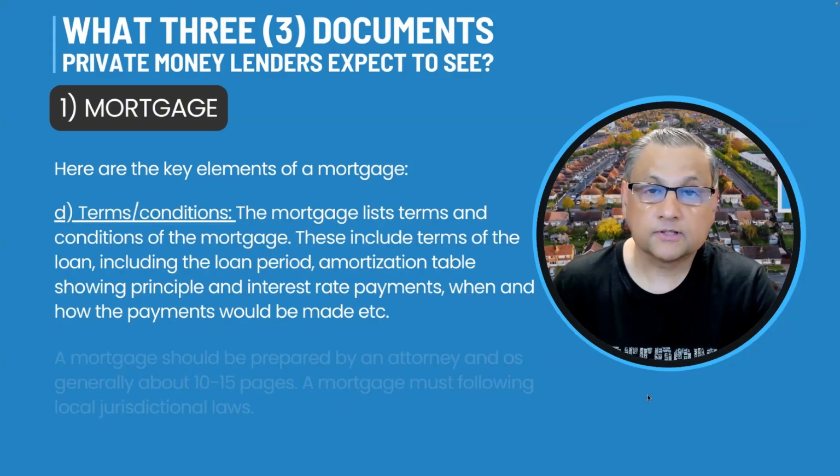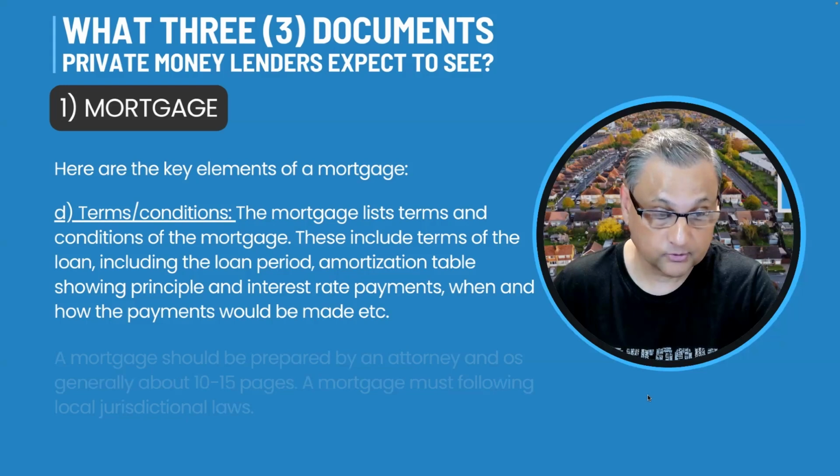And also most mortgage documents have terms and conditions. The mortgage lists the terms and conditions that have been agreed upon. These include terms of the loan, including the loan period, an amortization table showing the principal and interest rate that is to be paid, and when and how the payments have to be made as well.